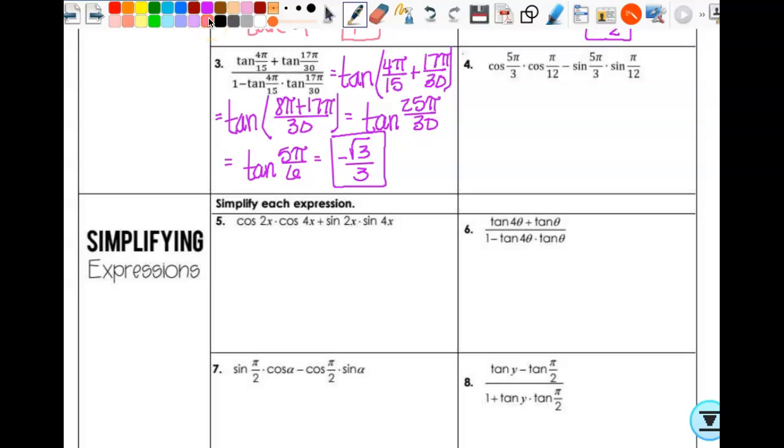So let's look at number 4. It's cosine times cosine minus sine times sine. So is this going to be a cosine or a sine by looking up at the top? Cosine. Is it A plus B or A minus B? A plus B. Even though there's a minus here, it's A plus B if you look at your identity. So this is the cosine of 5 pi thirds plus pi 12ths. You finish that one up.